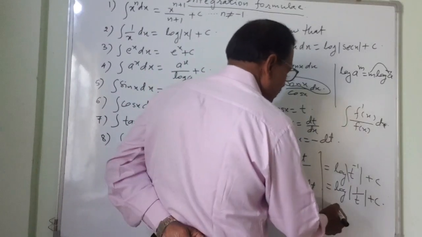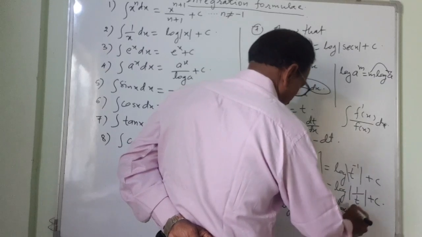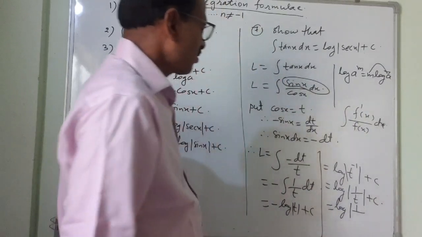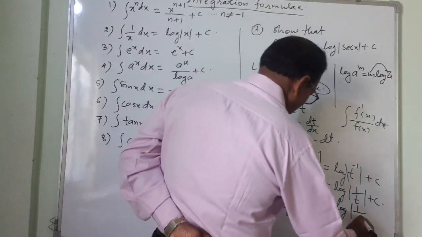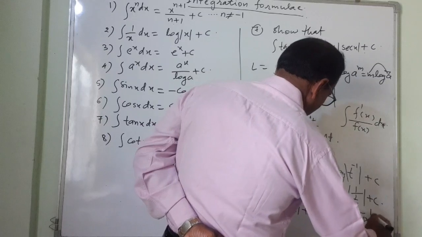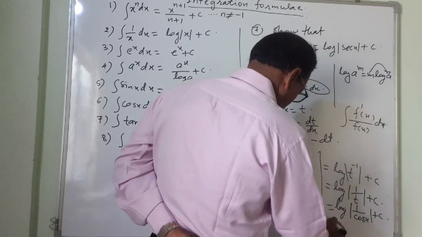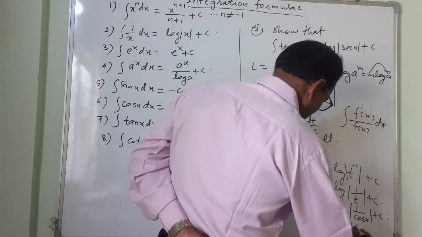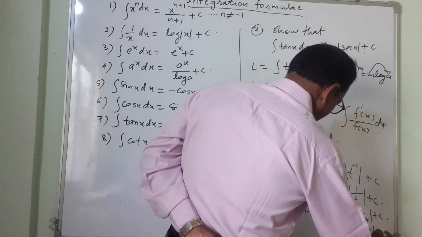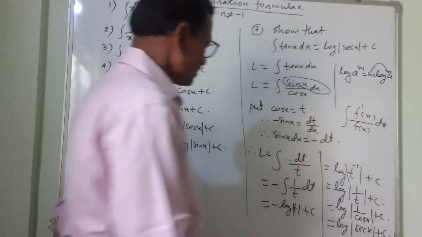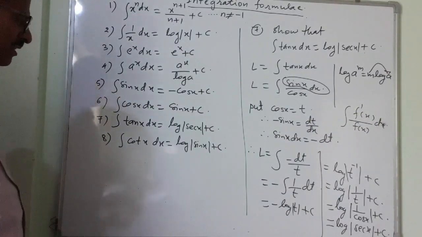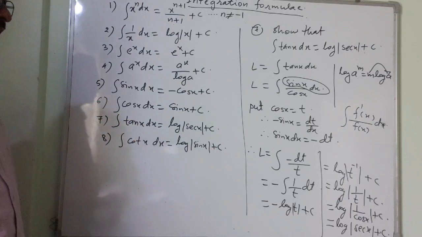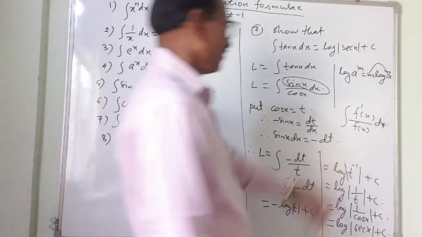So log of 1 upon t, and t is cos x, so log of 1 upon cos x plus c. But 1 upon cos means sec x. So log of sec x plus c. This way, this formula has come. Okay, so the formula is this.